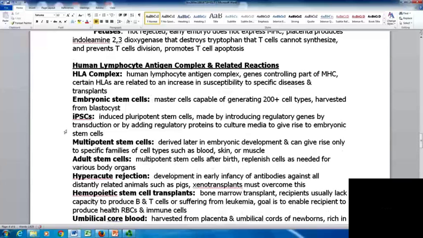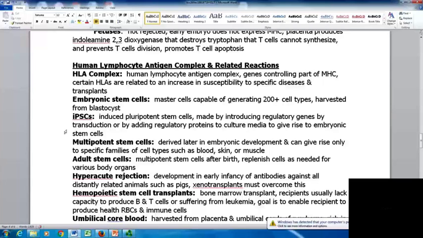Embryonic stem cells are your master cells that are capable of generating 200 or more cell types. They get harvested from the embryo in the blastocyst stage. So induced pluripotent stem cells, these are made by introducing the regulatory genes by transduction or adding the regulatory proteins to the culture media to give rise to embryonic stem cells.